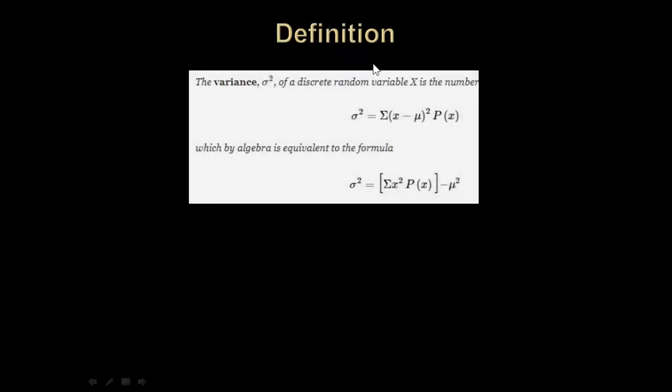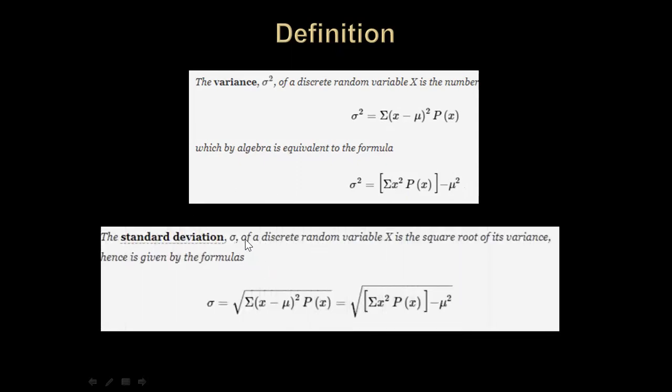The variance, sigma squared, of a discrete random variable x is this one. Variance, or standard deviation squared, is equal to this relationship as discussed earlier, the summation of x minus the mean population squared multiplied with the probability, which by algebra is equivalent to this formula. If we distribute the probability, or P of x, to each individual element, we come up with this.